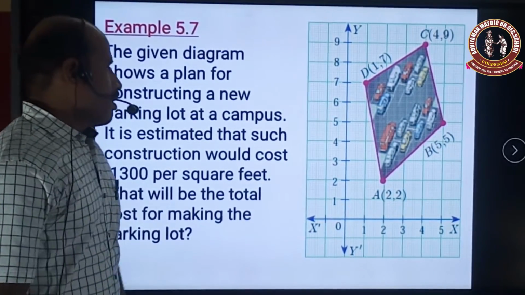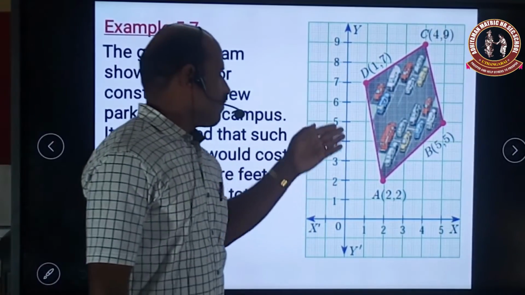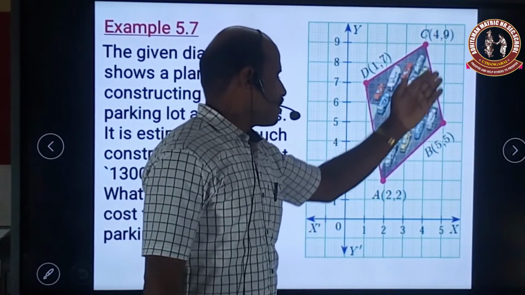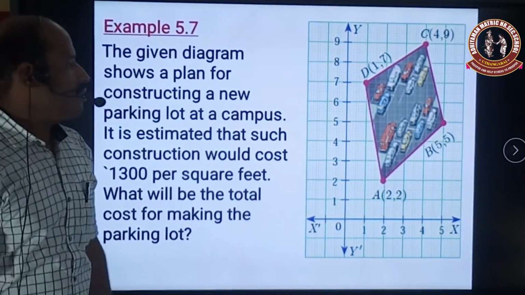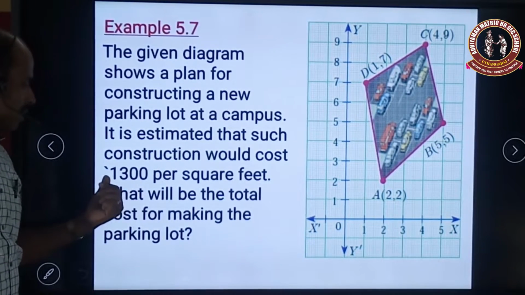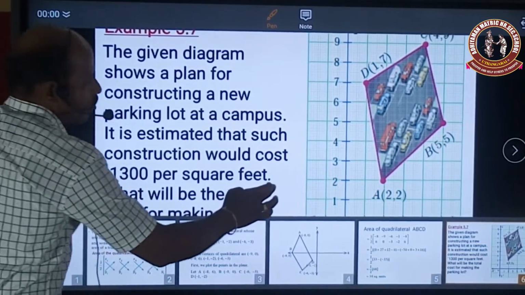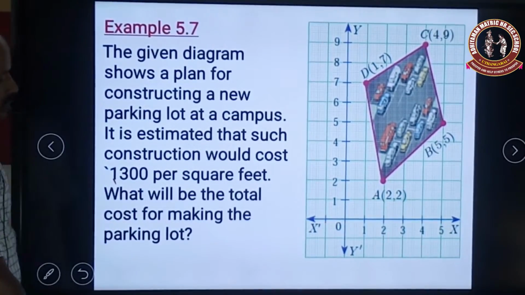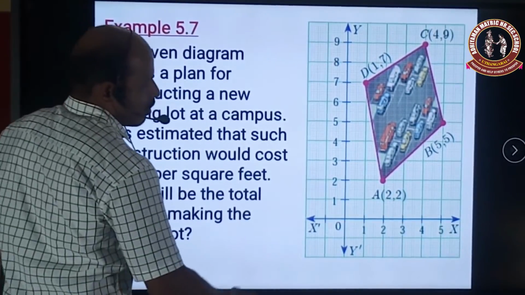See the diagram. The parking lot forms a quadrilateral. Four sides are given, and four vertices are given, named A, B, C, D. For 1 square feet, the cost is 1300 rupees, and we want the total rupees. First, find the area of the quadrilateral.